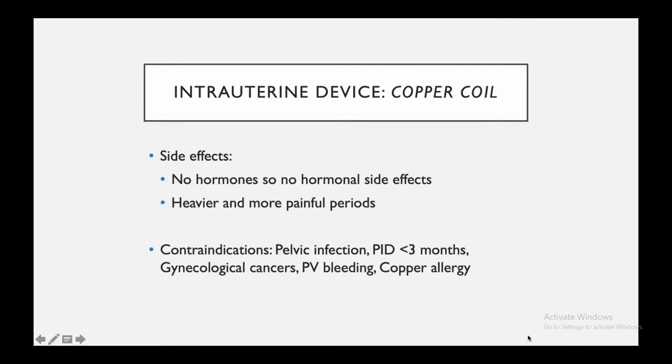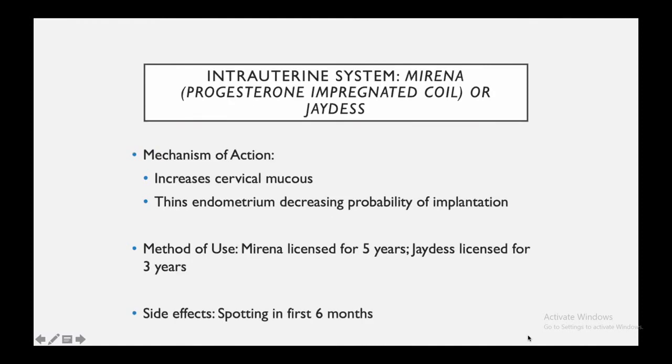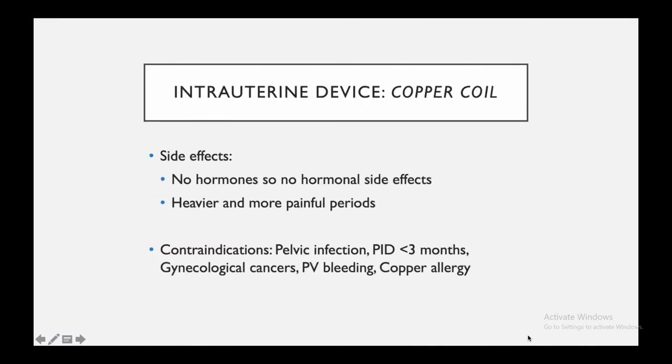So when talking about the copper coil, you want to make sure that you highlight to your patient to always check for a string monthly, and that they can still feel the strings. You need to have an STI check before inserting the copper coil. And again, it can be put in any time, if you have not had sex since your period, or within the first 5 days of starting your period. Okay.